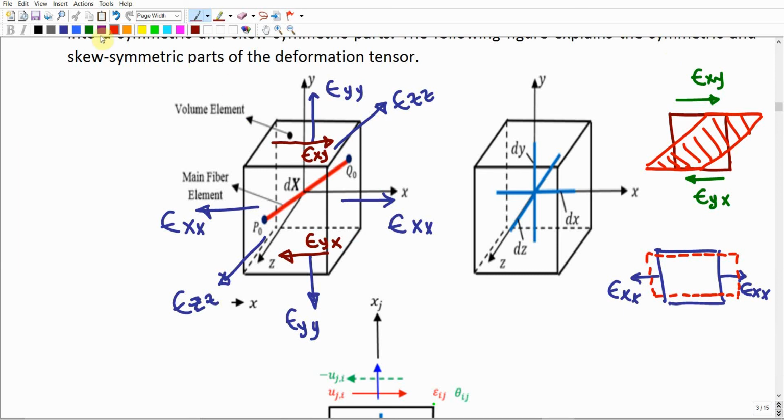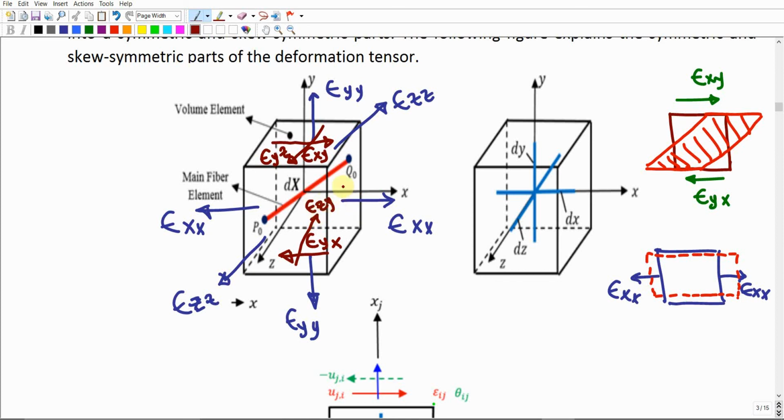The same thing applies to other shear components. For example, here we're going to have another component that is perpendicular to y but parallel to z. So this should be epsilon yz. And in the opposite direction, we're going to have epsilon zy, or yz.